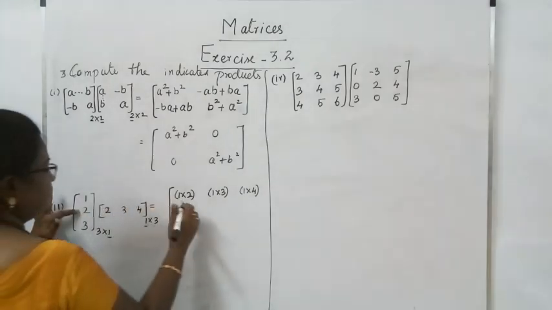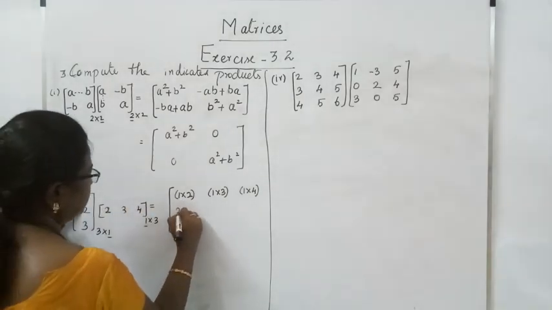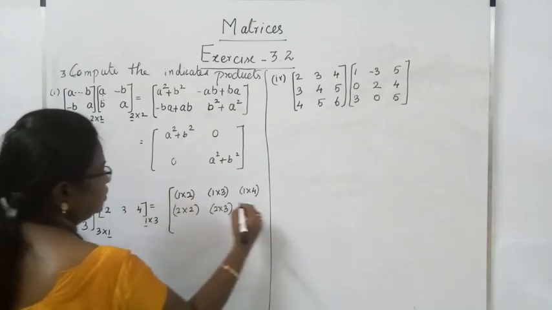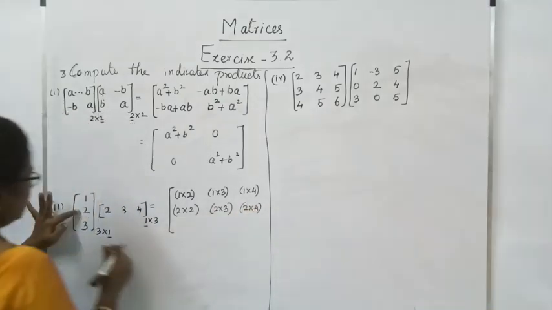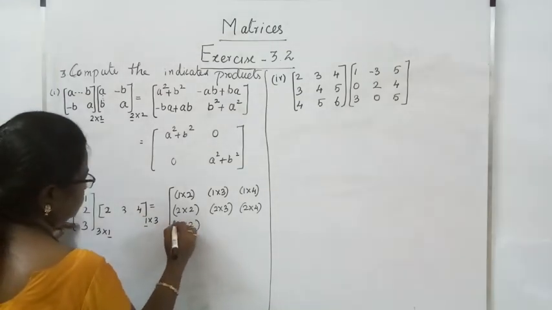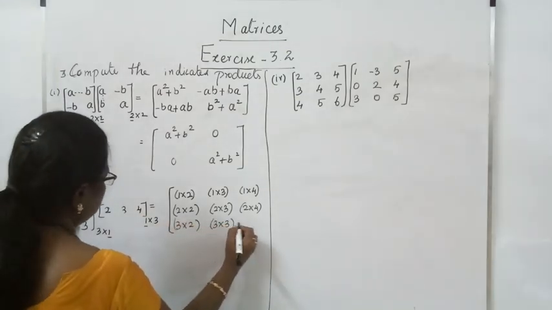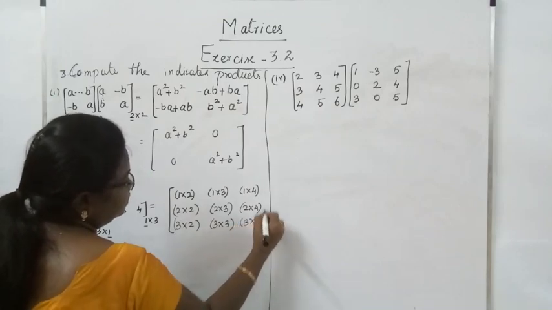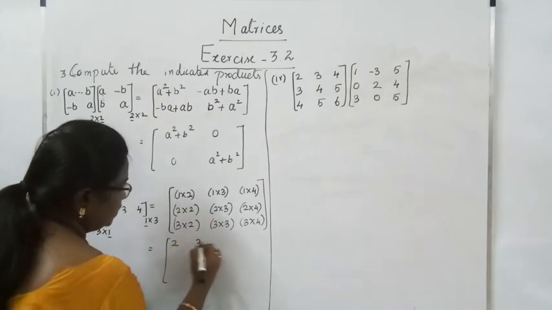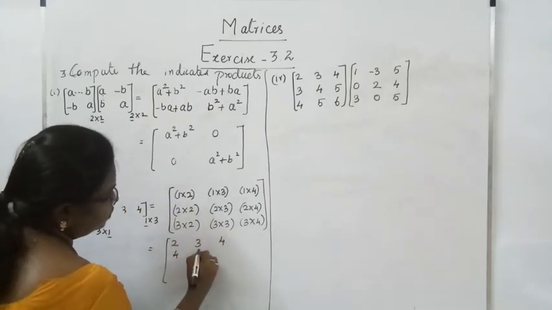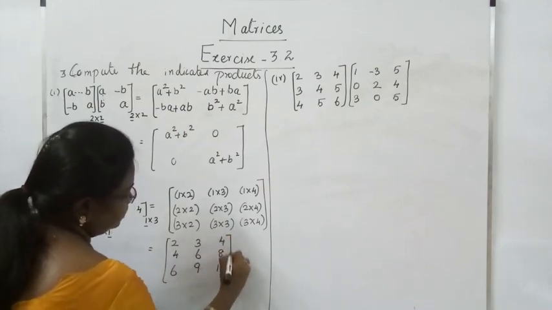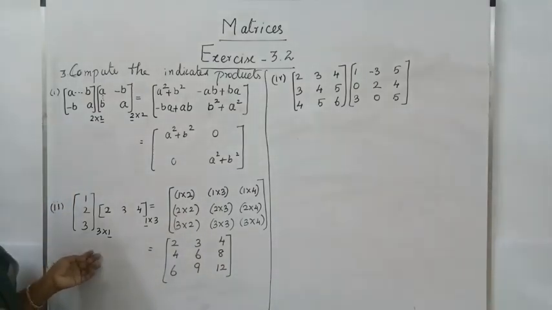Second row with first column: 2 2s are 2 into 2 here, 2 into 3 here, 2 into 4 here. And third row with first column, second column, third column: 3 into 2, 3 into 3, 3 into 4. Now you can write this as 2, 3, 4, 4, 6, 8, 6, 9, 12. So this is the way you can multiply these two.